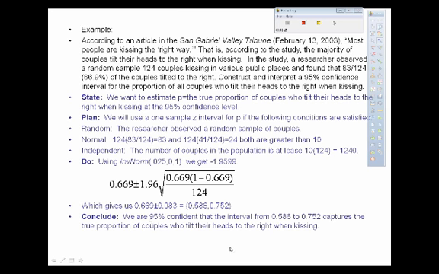And when we're done, it gives us 0.669 plus or minus 0.083, which is the interval from 0.586 to 0.752. So the last thing we do is conclude. We are 95% confident that the interval from 0.586 to 0.752 captures the true proportion of couples who tilt their heads to the right when kissing.